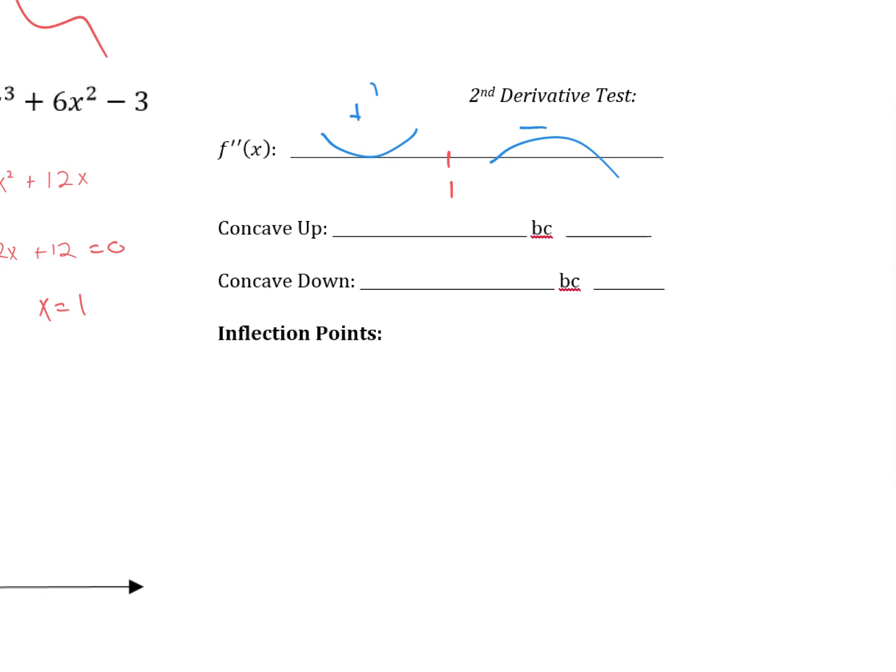So we are concave up from negative infinity all the way up to 1 because our second derivative is positive, greater than 0. We're concave down from 1 to positive infinity because our second derivative, f double prime of x, is negative, less than 0. The inflection point takes place when x is 1. But we need to figure out what is the y value of that inflection point.